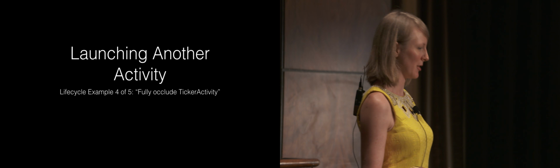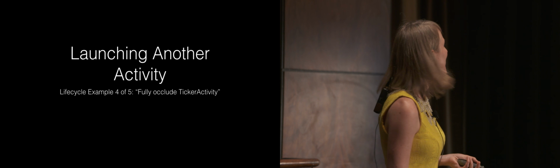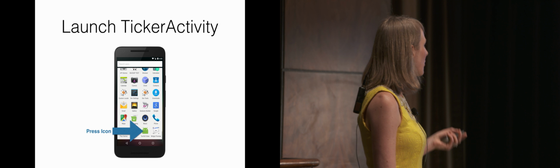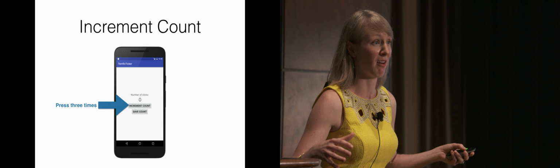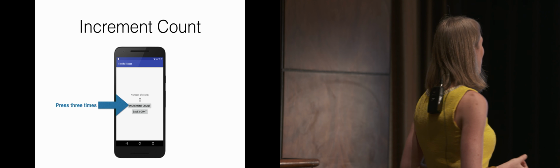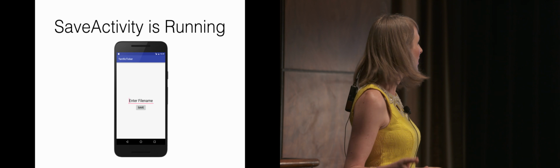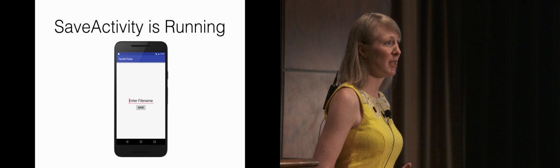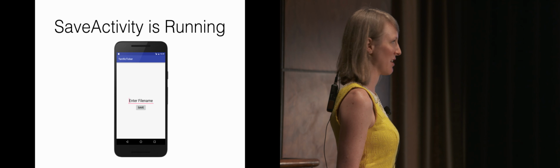Okay, another one. This might feel a little repetitive, but I promise you it's good practice. It's like going for a jog. So launching another activity, right? This is an example where I am going to press the ticker icon and launch Terrific Ticker, because now I can save my counts. So I increment my count 3 times, and then I click save. This is going to launch a new activity within my application, and this activity will allow me to enter a file name and save.